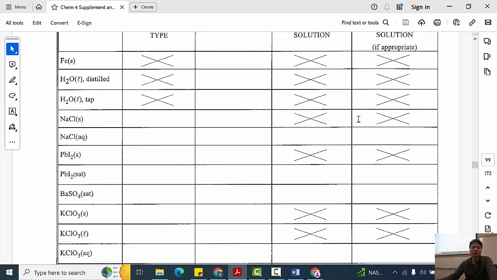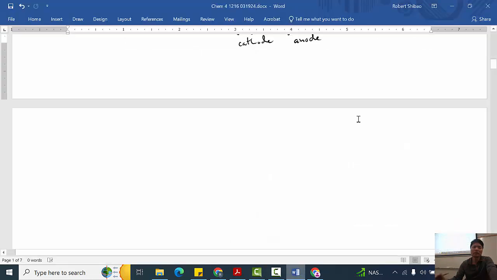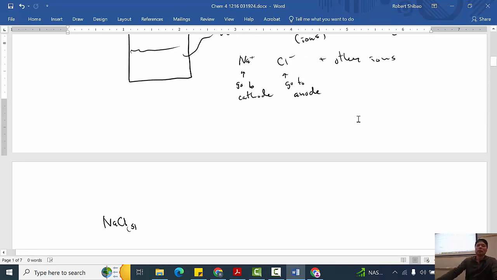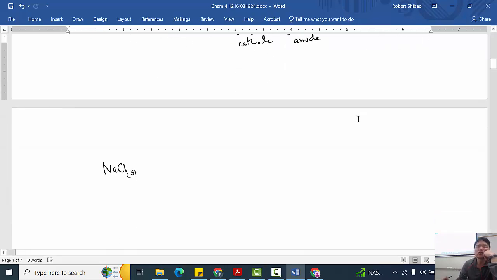Let's go to solid sodium chloride. The sodium we have up here, we label AQ. AQ stands for aqueous. What does aqueous mean? Dissolved in water. However, sodium chloride normally is a salt. You know, you can get it like a salt packet at McDonald's or wherever. And it's a solid.